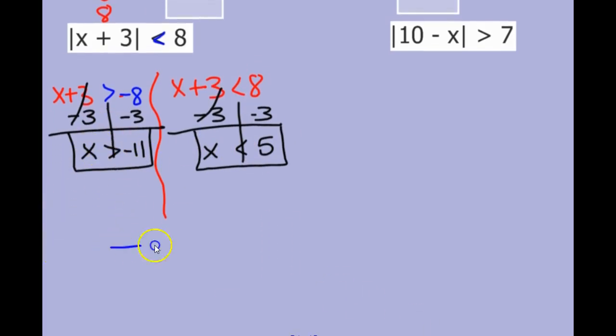So on our number line, negative 11 is the least, 5 is the greatest. So these are both open circles. At greater than negative 11, well, positive numbers are greater towards the right, and like an L, less than 5 would be to the left.